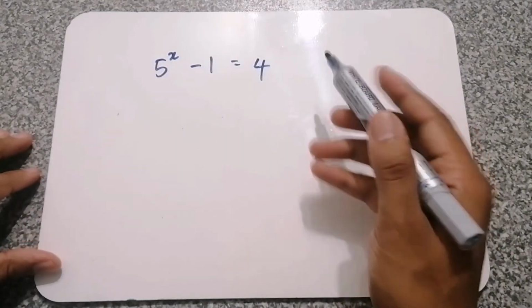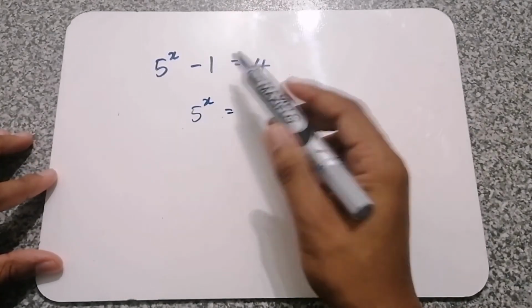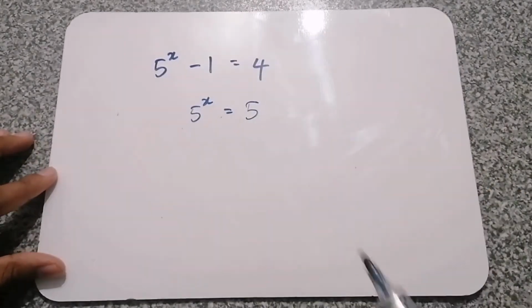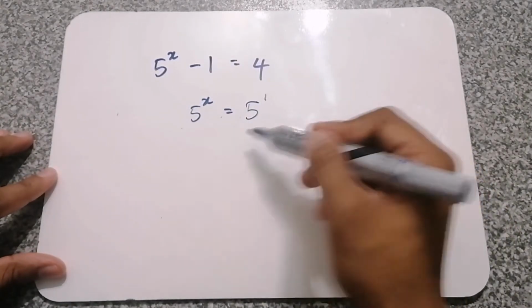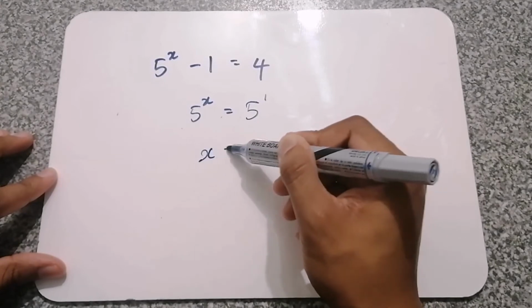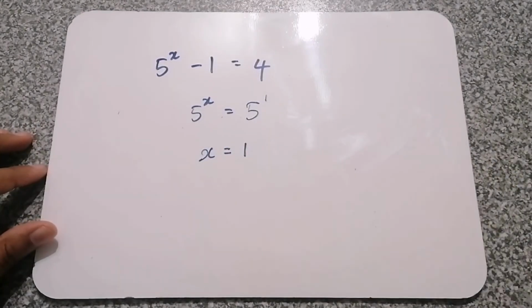If you take the negative 1 over, 5 to the power of x is equal to 4 plus 1, which is 5. And this is just 5 to the power of 1. So if you drop the bases and make the exponents equal, x is equal to 1. You can verify with the original equation to check if this is correct.